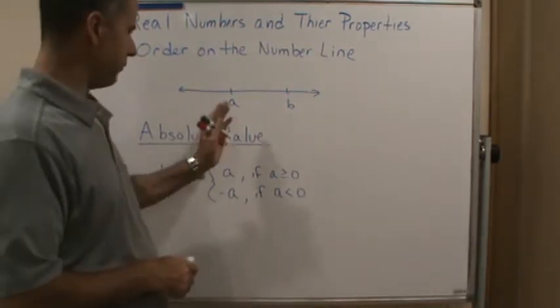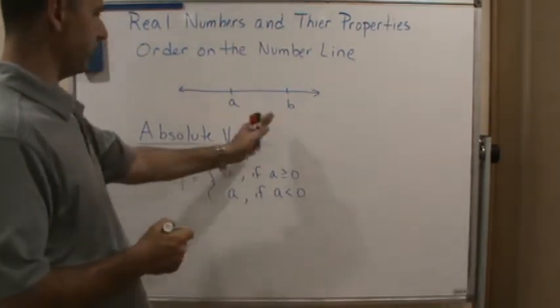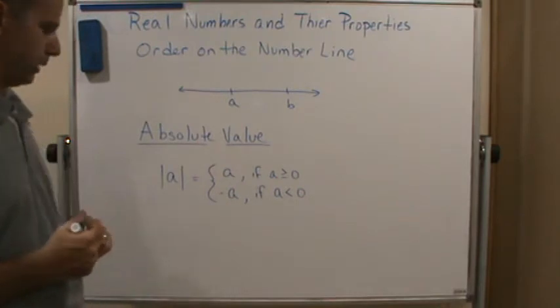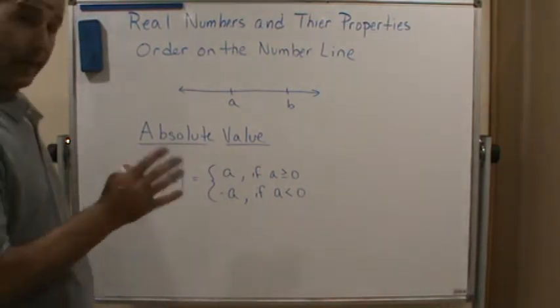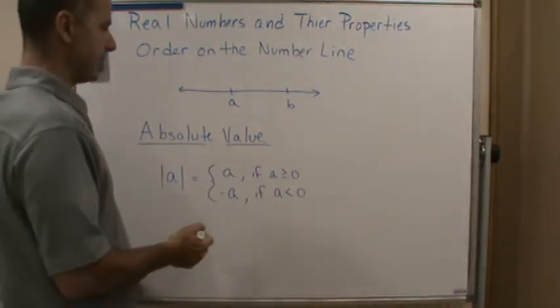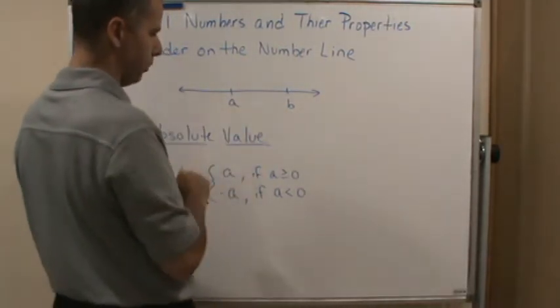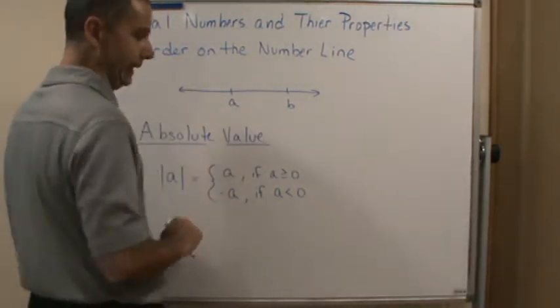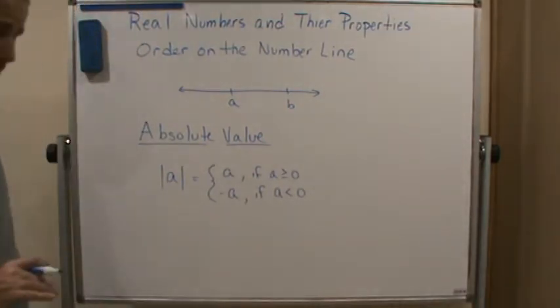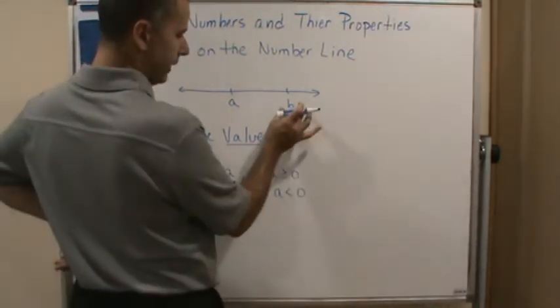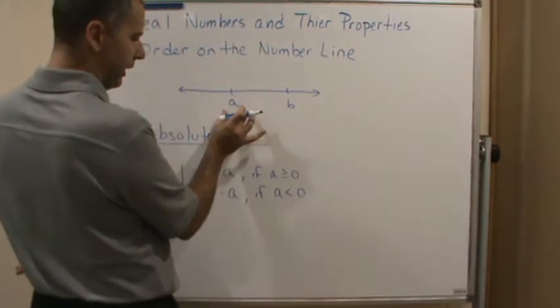Okay, so if we have two real numbers on the number line here, we can compare these two numbers by saying, hey, because this one is to the left of this number, we know that A is less than B. Or we can say that B is greater than A.